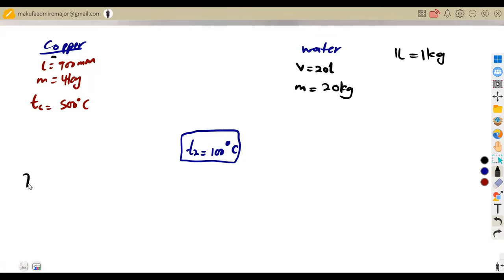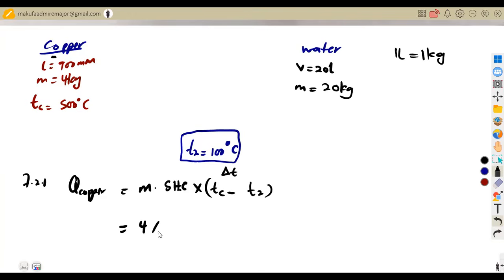Remembering that, all right, that's 7.2.1. We are going to calculate the heat for copper. Remember, heat is the mass times the specific heat capacity of copper times the change in temperature. The change in temperature is the temperature of copper minus the final temperature T2. Out of this, that is where we are going to take the part that was transferred to the water. So let us have our mass times the specific heat capacity of copper. Sorry for this.